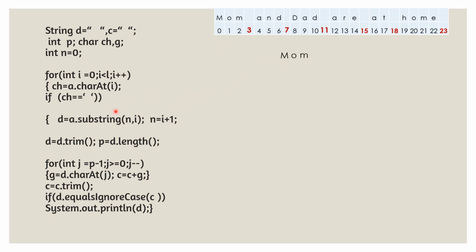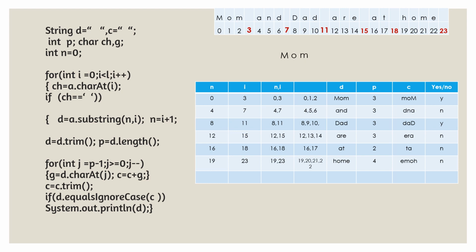We can discuss how the words are extracted first, then we can go to the palindrome part. And now we are saying n is equal to i plus 1. So i is 3, i plus 1 is 4. Here I have made a table to make you understand. Here you can see the first space comes at position number 3, the second space at position number 7, and then 11, 15, 18 and 23. Like this, spaces are coming.